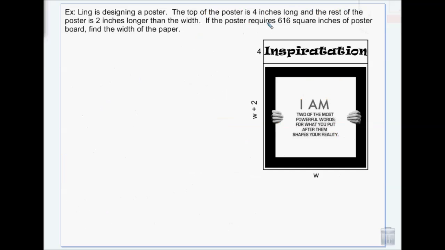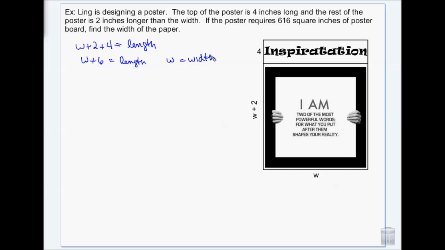Next, Ling is designing a poster. The top of the poster is 4 inches long. That's the decorative part. And the rest of the poster has a width, and then the side is 2 inches longer than the width, and we want to know how wide it needs to be. So we got a 4. W plus 2 plus 4 is my length, right? Because my length is all of this. So the length is W plus 6. And W is my width.